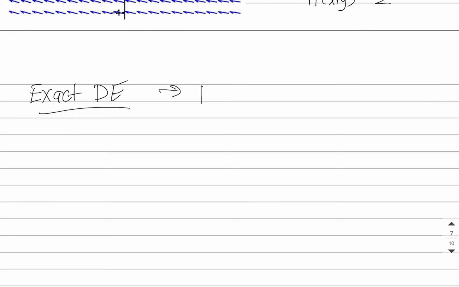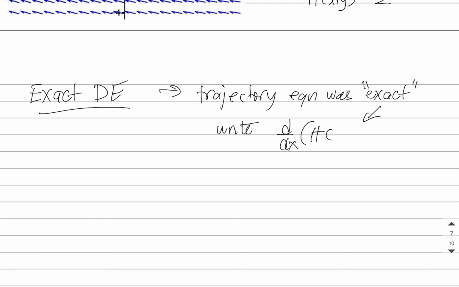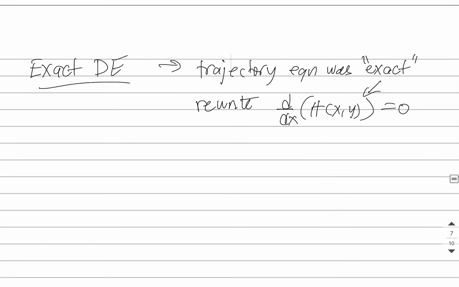The trajectory equation was exact. And when we say exact, it means we could write it as the derivative of some two-variable function equal to 0. We could rewrite the DE like that, and that's exactly what we did. Now, of course, the question is, when will this work? Will it always work? The answer is no, it won't always work.